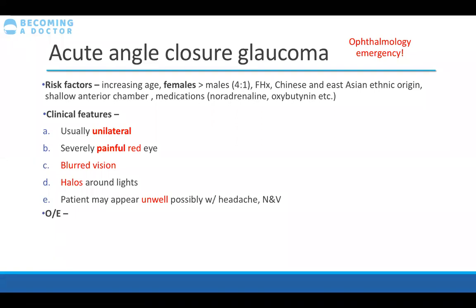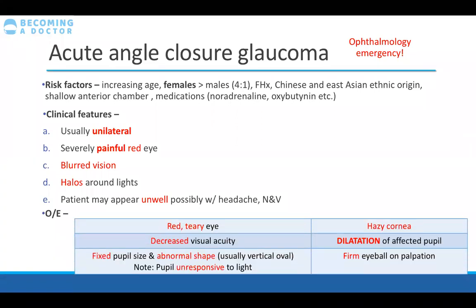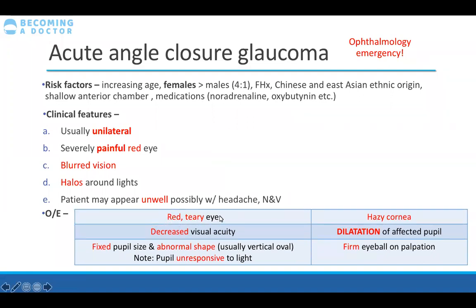On examination, I've tried to highlight in red the key things you would see. You see someone with a red teary eye, hazy cornea, decreased visual acuity, dilatation of the affected pupil, so that's a good one to know. Fixed pupil size and an abnormal shape. Usually it's vertical oval, but it can vary. The pupil is unresponsive to light. And if you try to palpate the eyeball, it's going to feel firm. So if someone comes into you and you're suspecting acute angle closure glaucoma, the clinical presentation will be quite obvious.